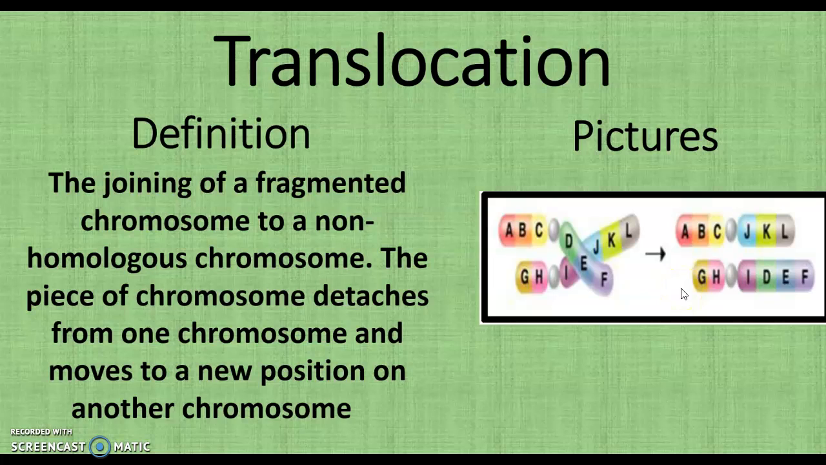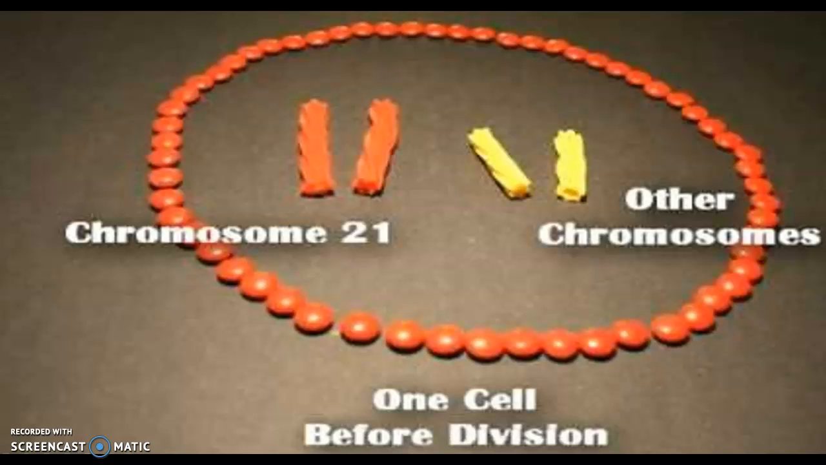Translocation, so this is between non-homologous chromosome pairs. So we know that it's perfectly okay for crossing over to occur between homologous chromosome pairs, but not between non-homologous chromosome pairs.